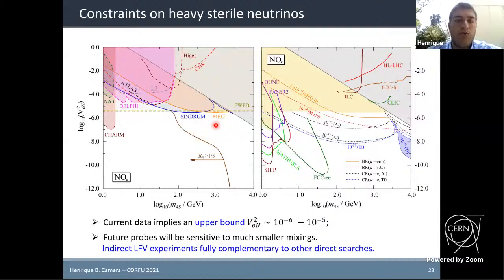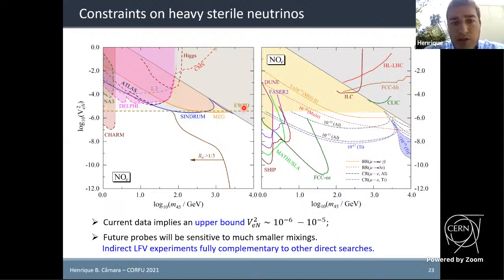We are going to include collider constraints coming from hadronic colliders, e+ e- colliders, and linear colliders, to cite a few examples: CMS, DELPHI, ATLAS, the High Luminosity LHC phase, the International Linear Collider, and the FCC-ee, etc. We are also going to include beam dump experiments and displaced vertex proposals like NA3, CHARM, MATHUSLA, and Phaser 2.